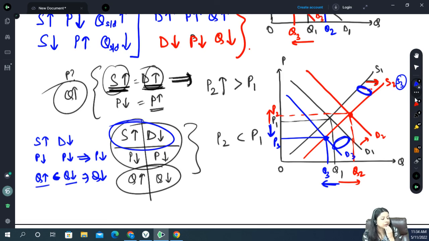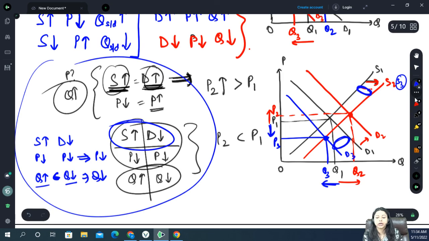Clear? Is this clear? I want all of you to quickly write this down. The curves are there in the compiler, but these equations are not there. So I want all of you to write them down.